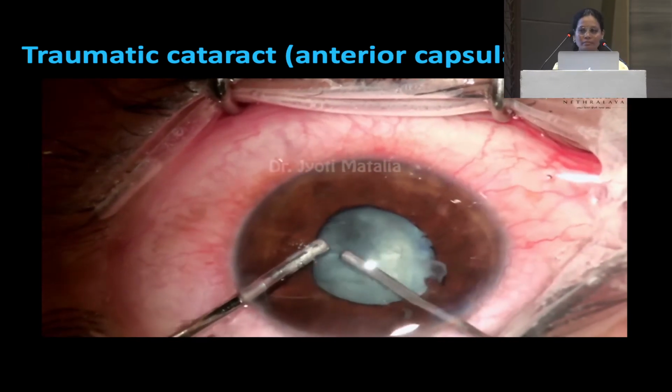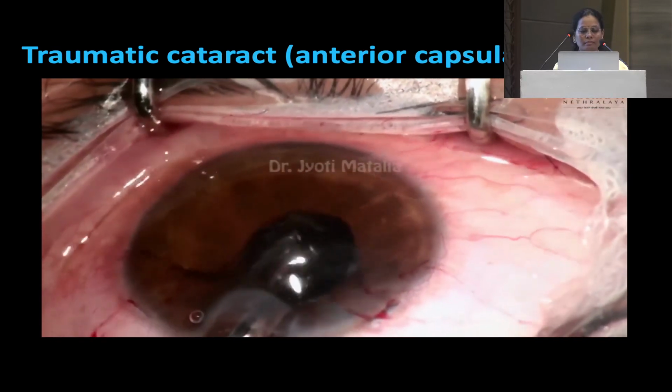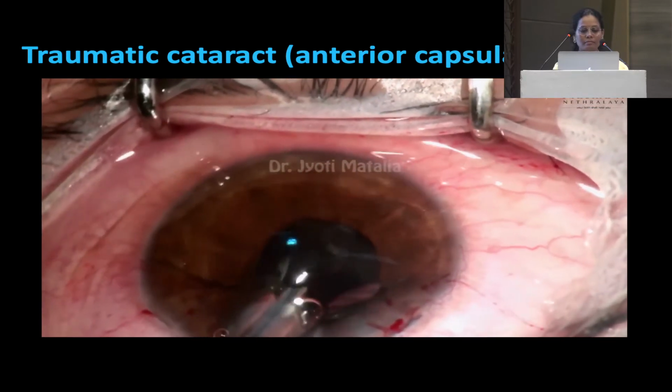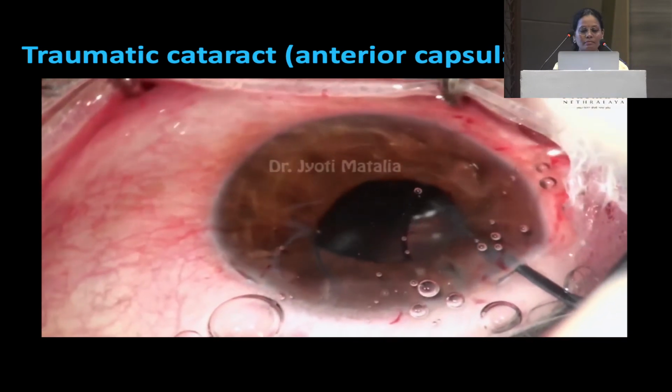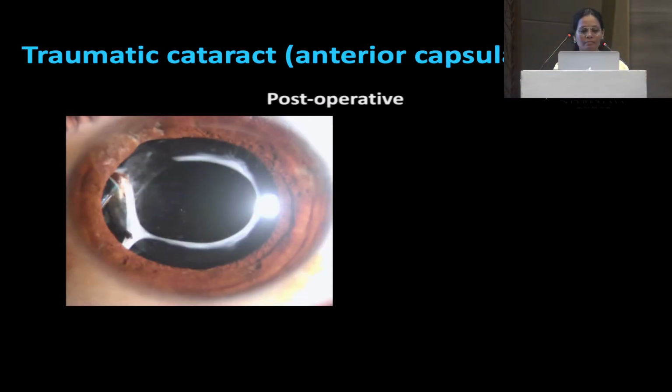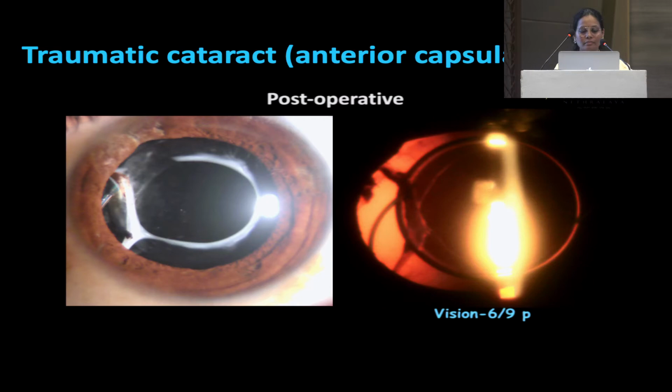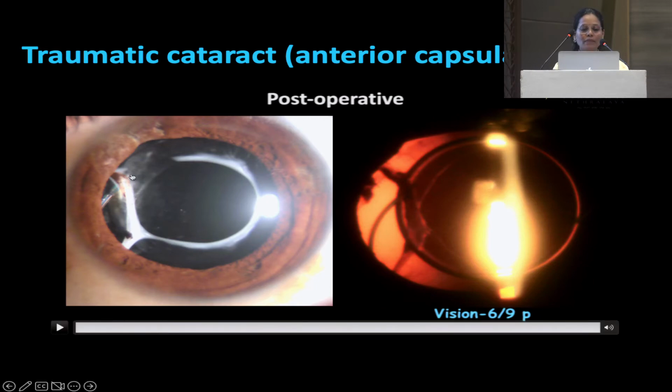Routine irrigation and aspiration of the cortical matter was performed carefully, and a foldable 3-piece intraocular lens was implanted away from the capsular tear. This technique allowed implantation in the bag. So what you can notice is if you try to open up this particular wedge which was there between the two, you would never be able to put the lens in the bag. By maintaining this small strip that I left back, I could put it in the bag.